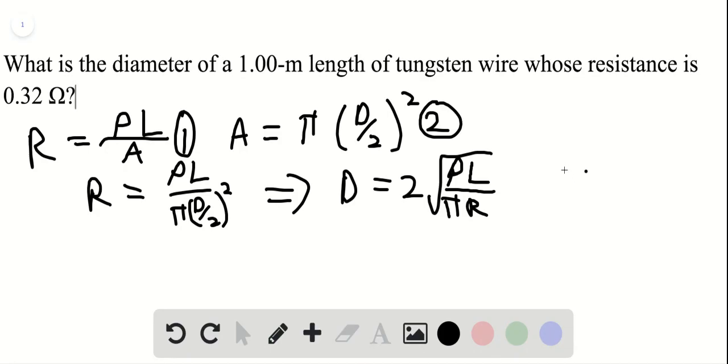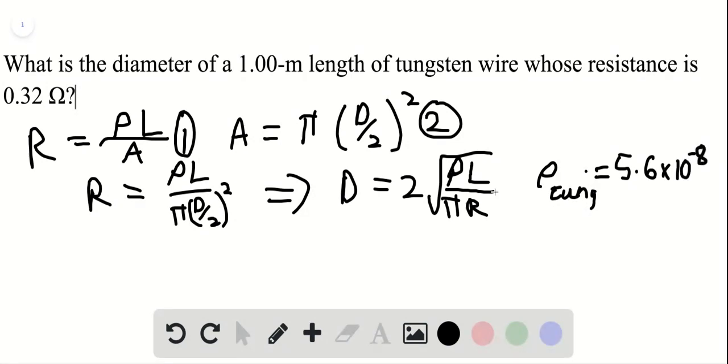So what we're missing here and what we need is the coefficient of tungsten resistivity, and we have rho tung for tungsten, because I'm marginally lazy and it's quite a long word, is equal to 5.6 times 10 to the minus 8.